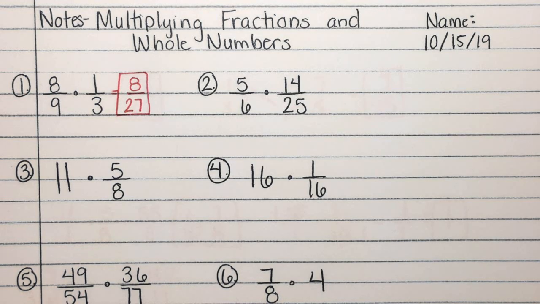Now here's the problem. When I multiply, my numbers can get really big, really, really fast. And the bigger the number, the harder the math. Do y'all agree with that? If it's a big number, that means it's going to be hard for me to simplify, especially.